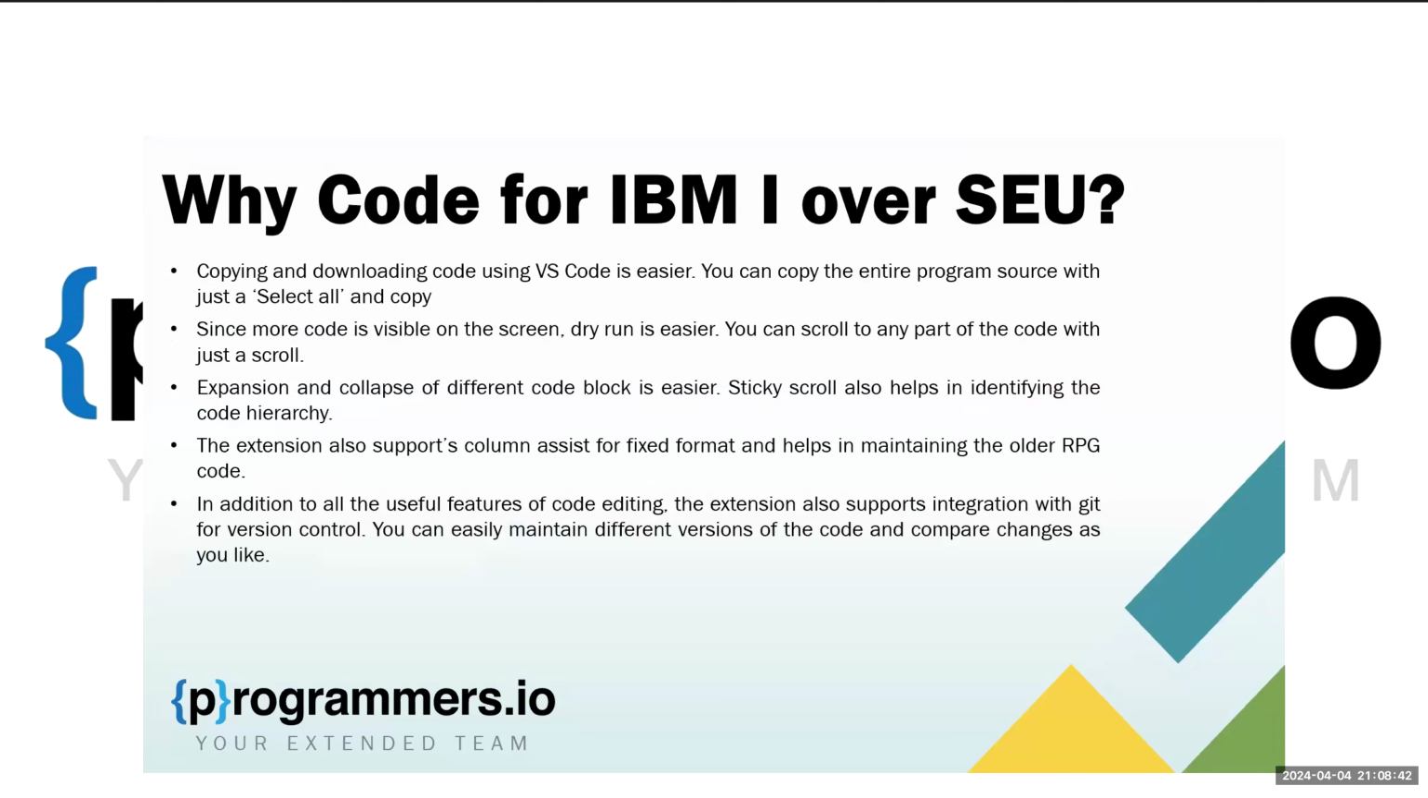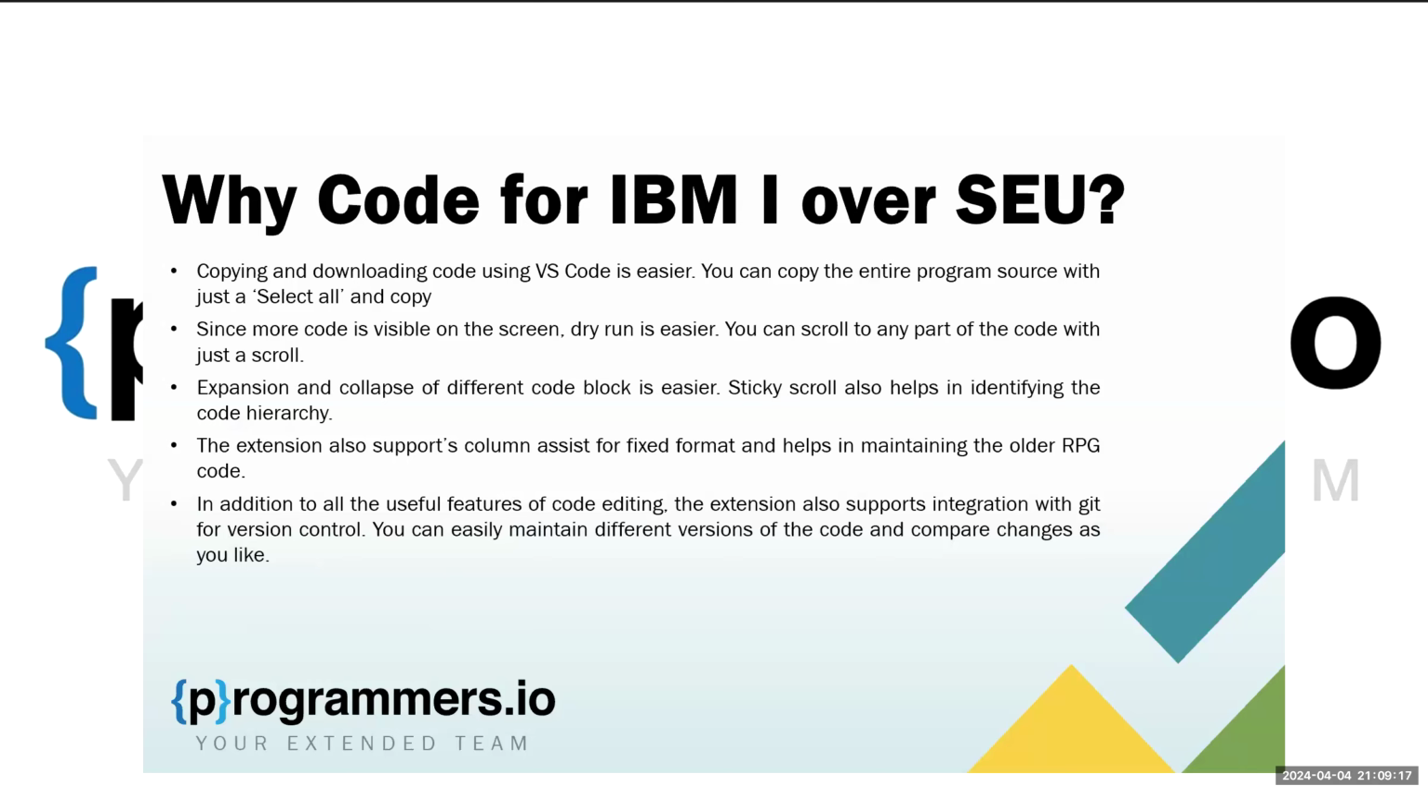Another strong point of Code for IBM i is that copying and downloading the source code to your local system is a lot easier. You can just select all using Control A and then Control C to copy it, and then keep it in a Notepad file or any other type of file. With Code for IBM i, the dry run is easier, and you can expand or collapse different code blocks, which I will showcase further down the session.